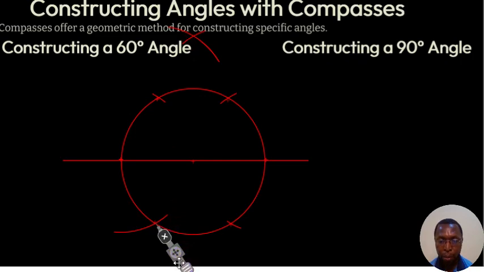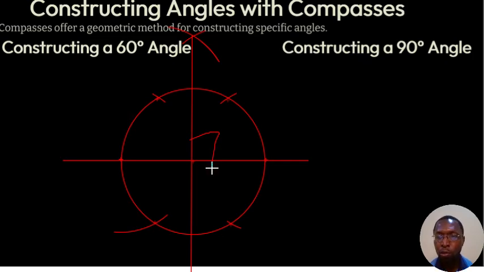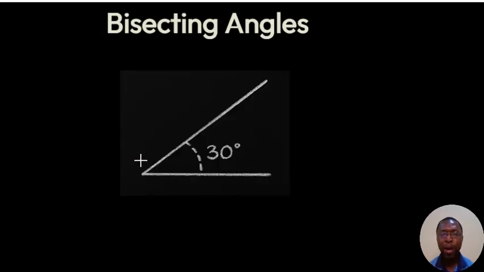I can now take away my compass and then get a ruler and join the arc I made there with the other arc I've made down, and this place is now angle 90 degrees. Okay, so this place is now angle 90 degrees, this side. That's how you would construct angle 90 degrees. Very straightforward.